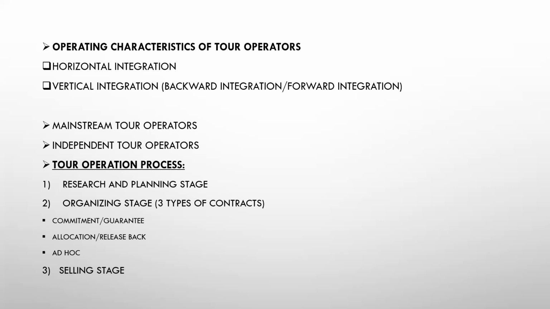We have two kinds of vertical integration: backward integration and forward integration. Backward integration, for example, accommodation and transport, means a tour operator takes over the business of hotels or coach organizations. Forward integration, for example, is travel agents. They take over the business of a travel agency.